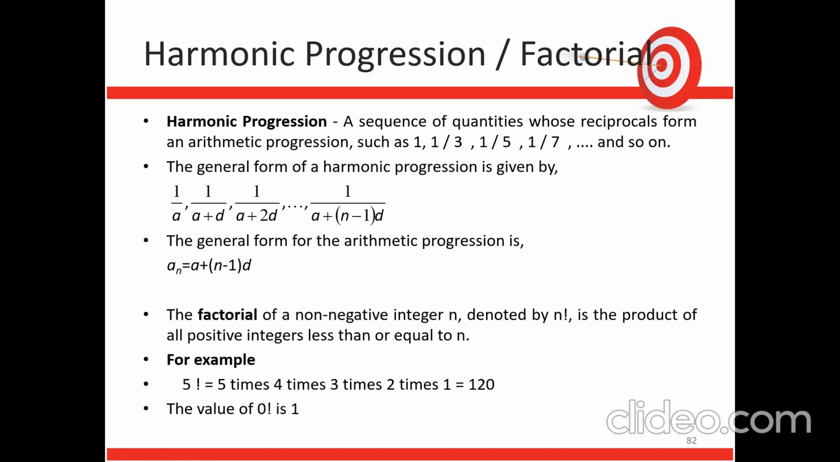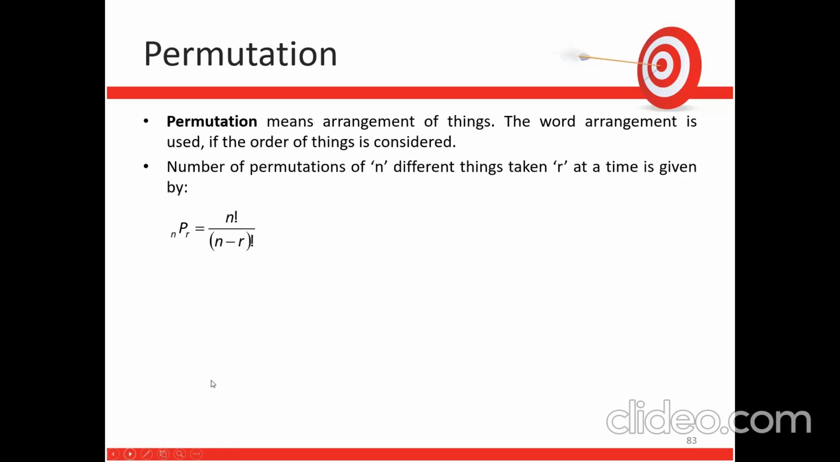Denoted by n factorial, or n prime, is the product of all positive integers less than or equal to n. So, example, 5 prime or factorial is 5 times 4 times 3 times 2 times 1, which is 120. So, the value of 0 prime is 1. Special to. Or 5 factorial.